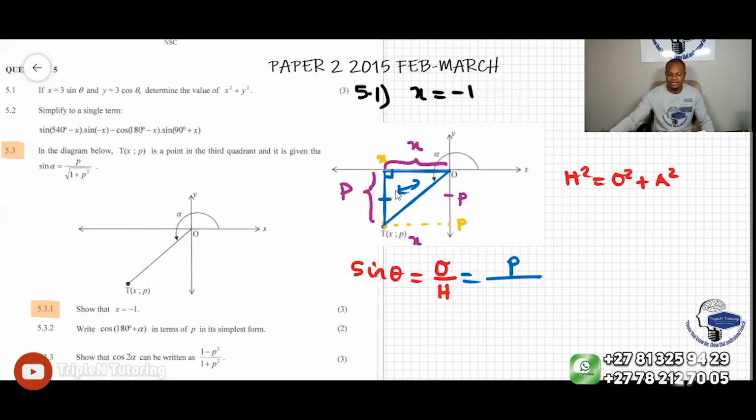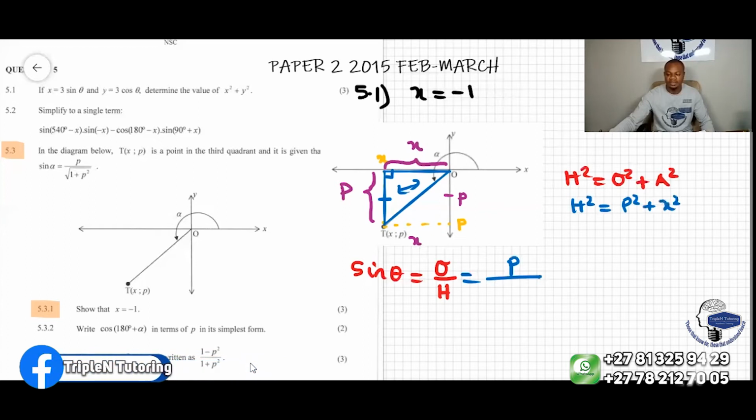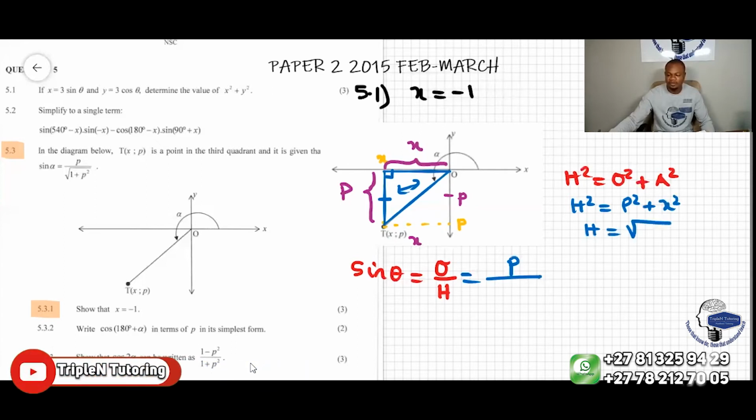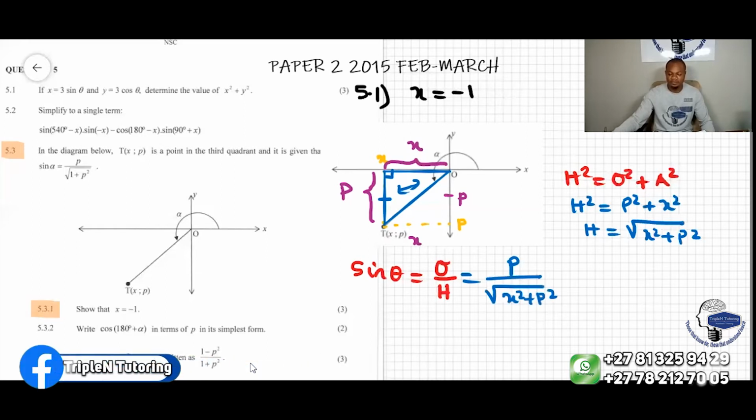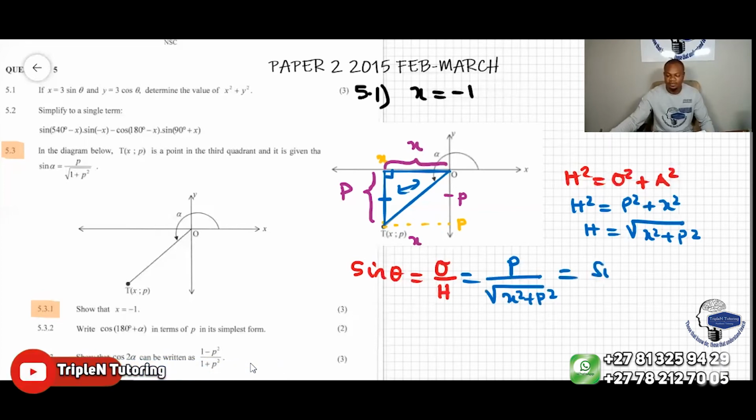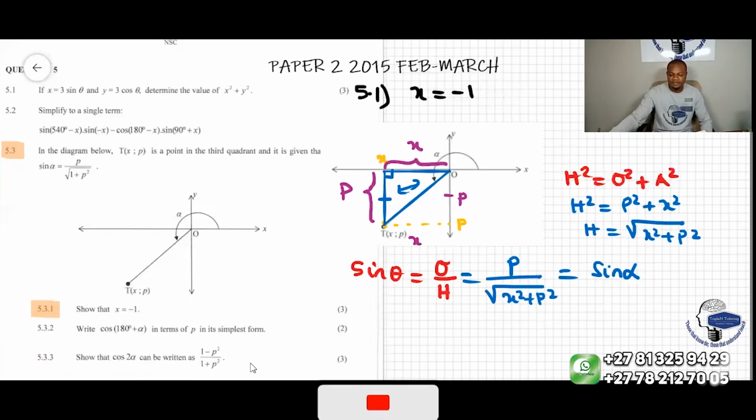Now we can work it out by saying that H squared will be opposite, which is p squared, plus adjacent, which is x squared, and then H will be equal to the square root of x squared plus p squared. Now here, because we worked out sine of the angle theta, this is also sine of angle alpha.